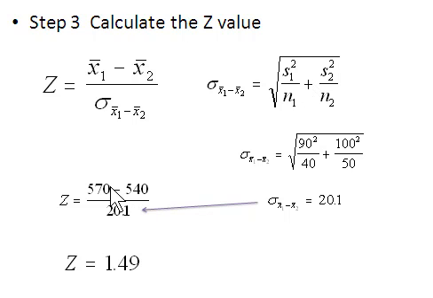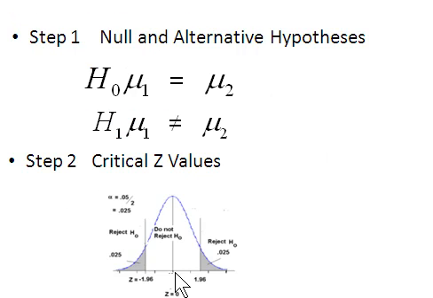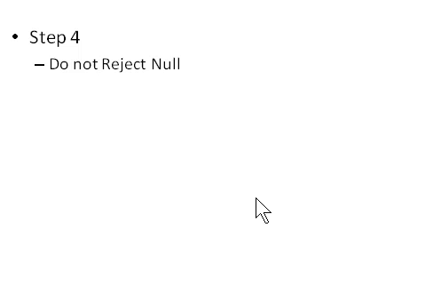In this case, the sample mean was 570 and 540. The standard error was 20. And we end up with the z-value, a calculated z for the difference between sample means, of 1.49. As you can see, 1.49 is going to fall in this area, not quite reaching the 1.96 area. Therefore, step 4 is going to be do not reject the null hypothesis.